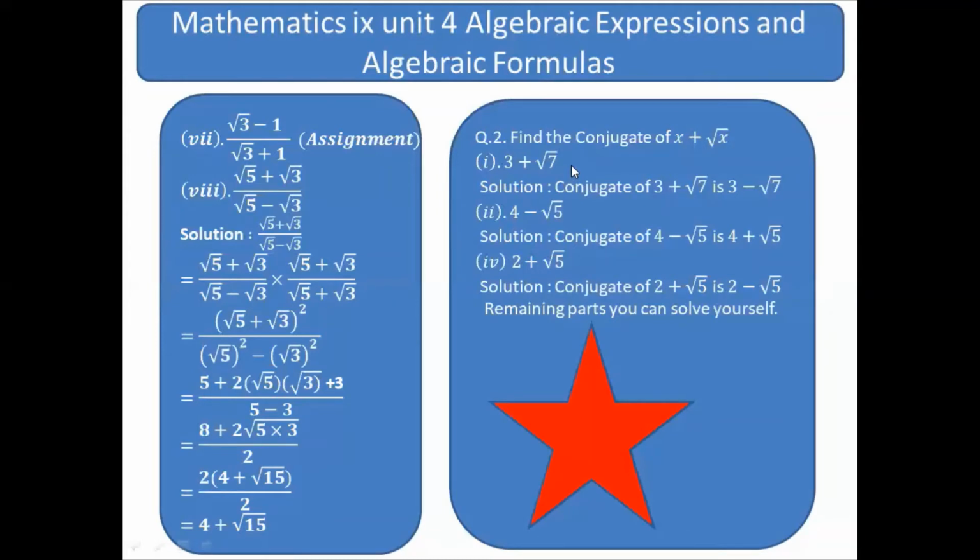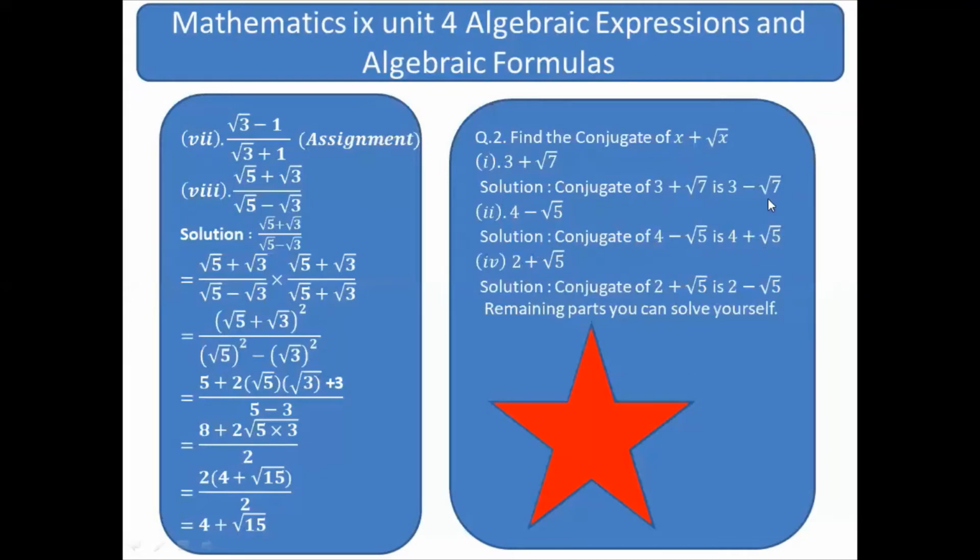Now question number 2: find the conjugate of x plus square root of x. So now we have to find the conjugate of this number, which I have also told you how we can find. We just have to change the sign between them. So here 3 plus square root of 7: the conjugate of 3 plus square root of 7 is 3 minus square root of 7. Whereas part 2, 4 minus square root of 5: the conjugate of 4 minus square root of 5 is 4 plus square root of 5.